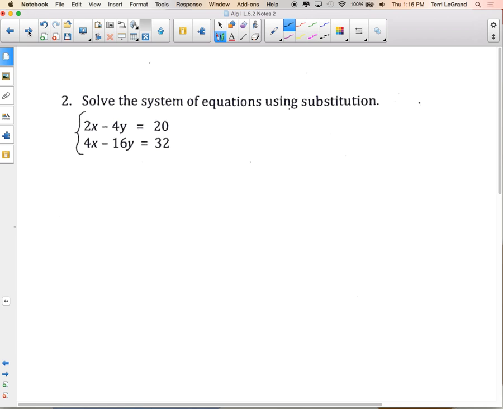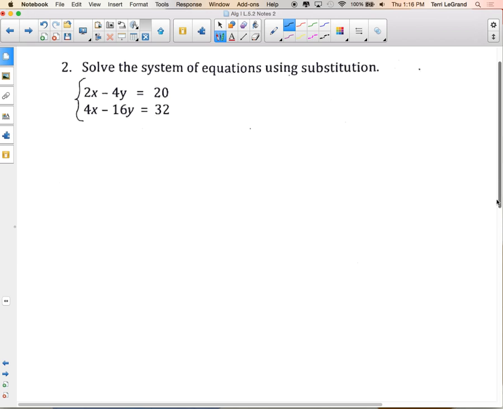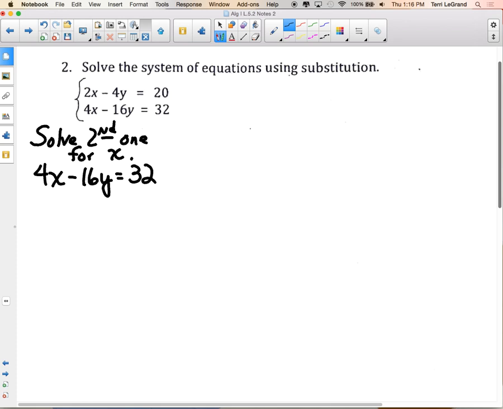The second one. What do you want to rename it for, Carter? x. Okay. Since Carter was brave enough to speak up, we'll let him have his way. Solve the second one for x. So that means 4x minus 16y equals 32.